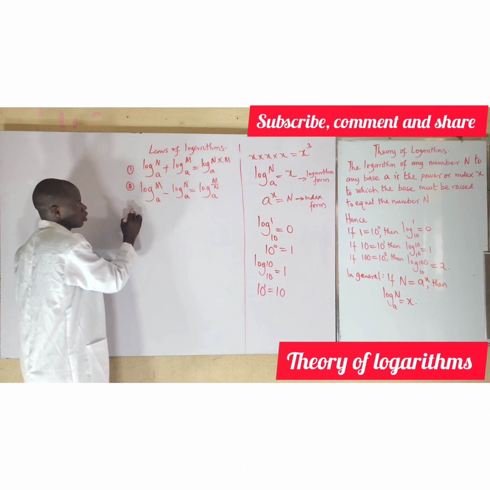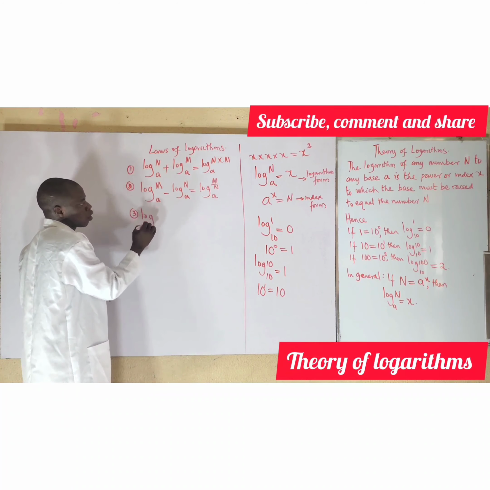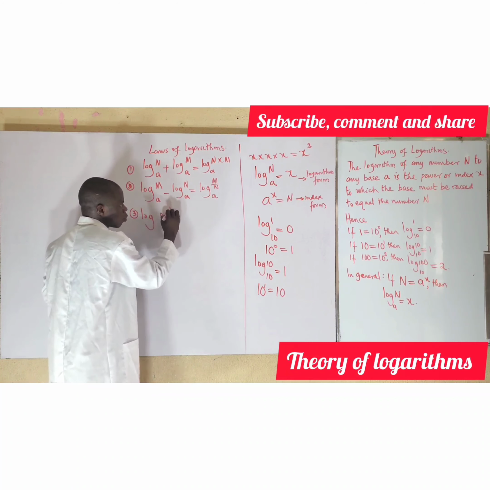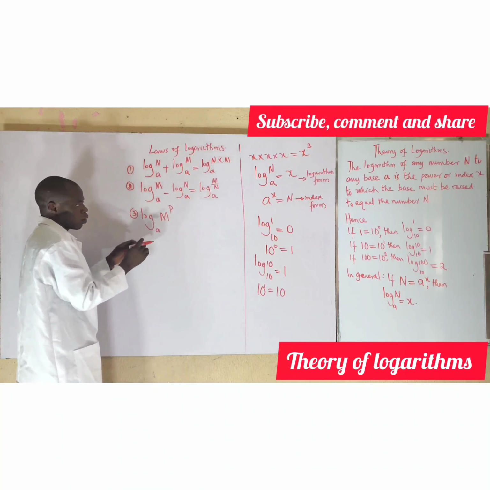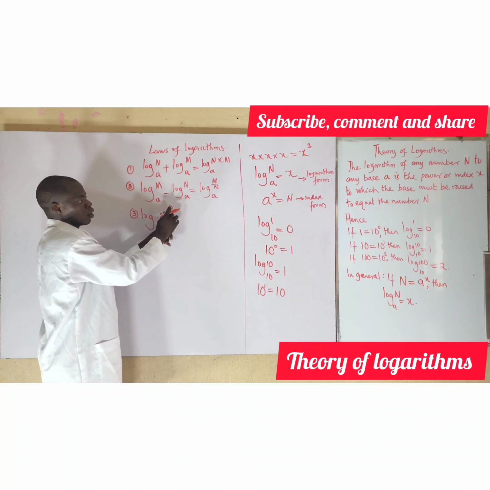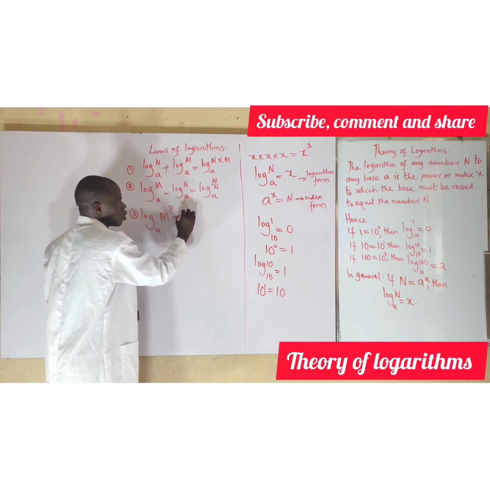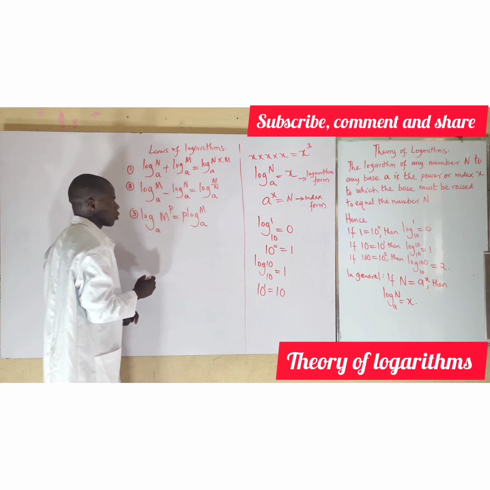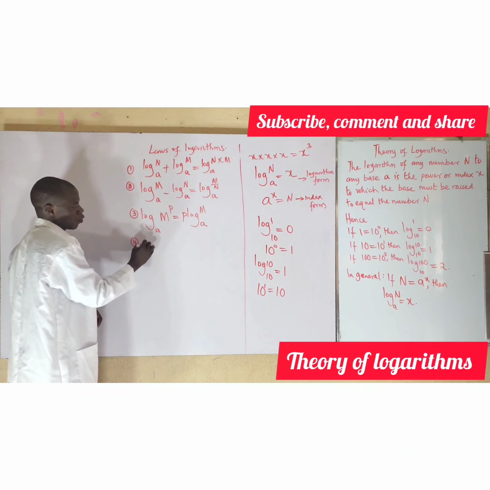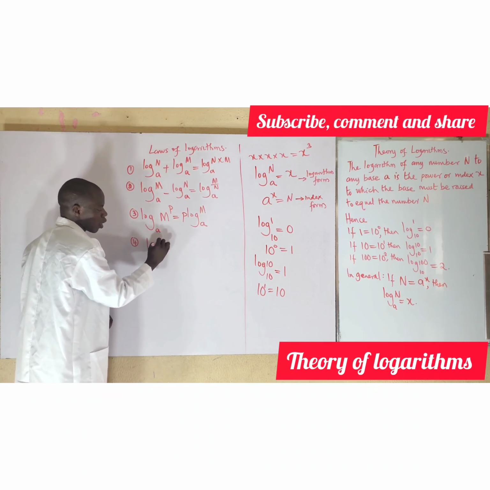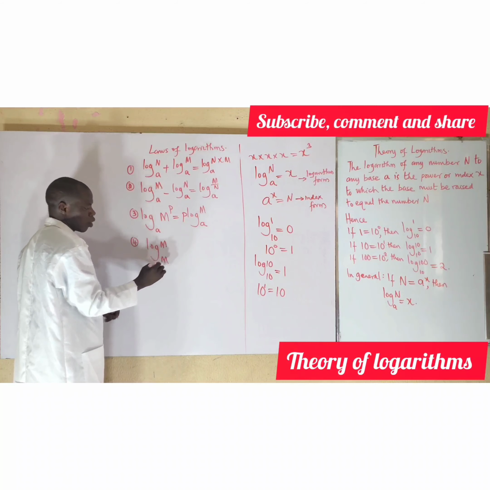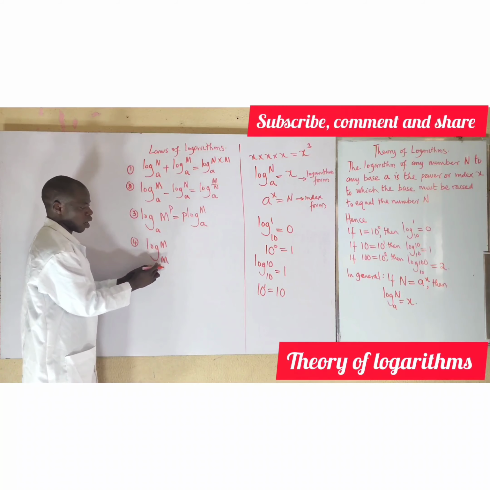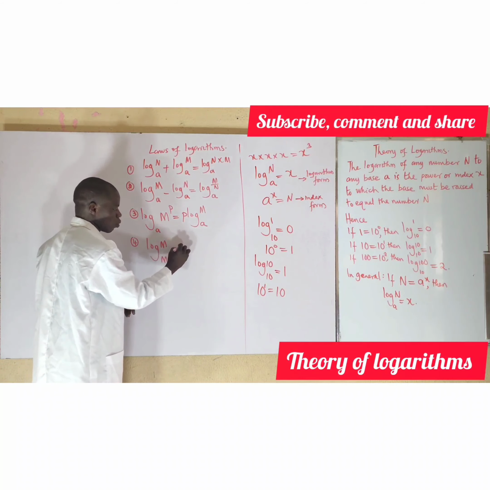Now, number three: if you have log m raised to power p to base a. Now, the number has a power. This is going to be p log m to base a. Now, number four: if you have log m to base m. Now, the number and the base are equal. This equals 1.